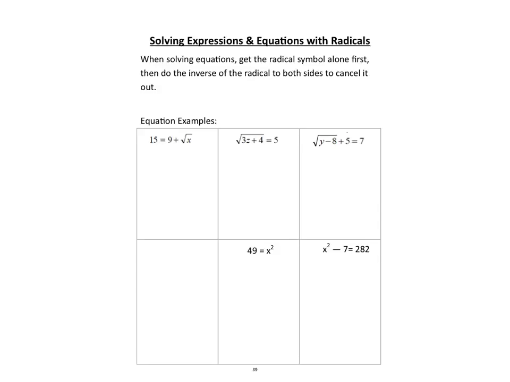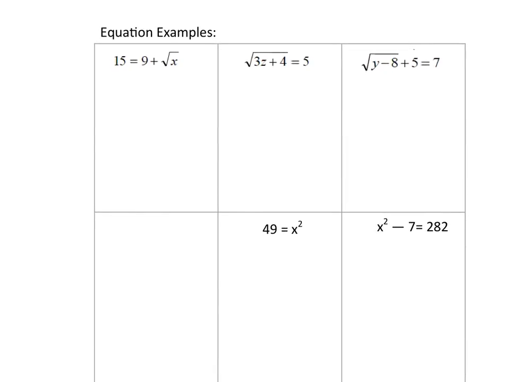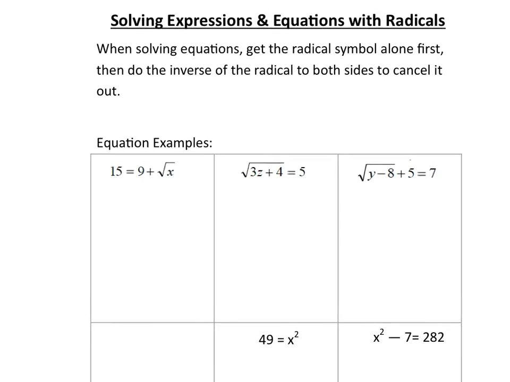Now that we've done expressions, let's go on to equations. Notice at the top it says when solving equations, get the radical symbol alone first, and then do the inverse of it to both sides. So in doing so, the first step is going to be for 15 equals 9 plus the square root of x.